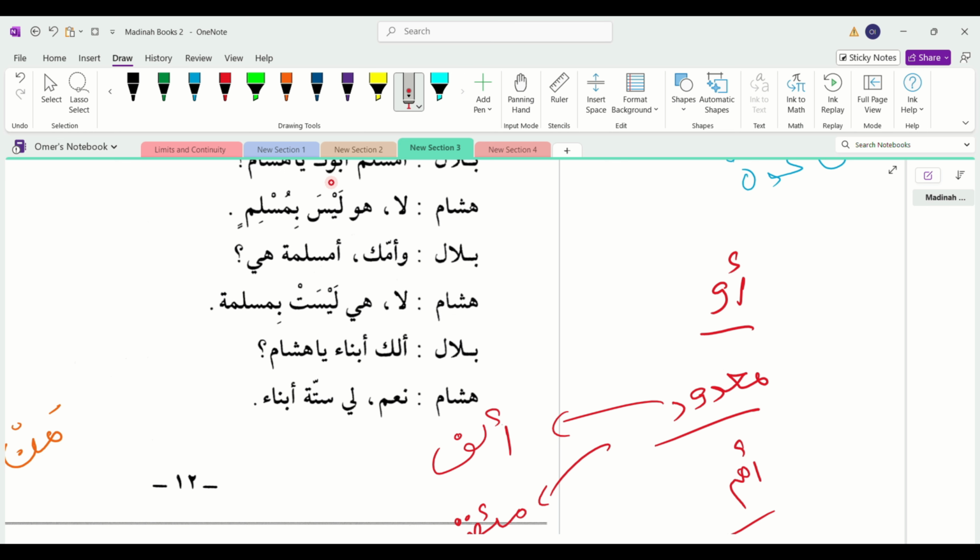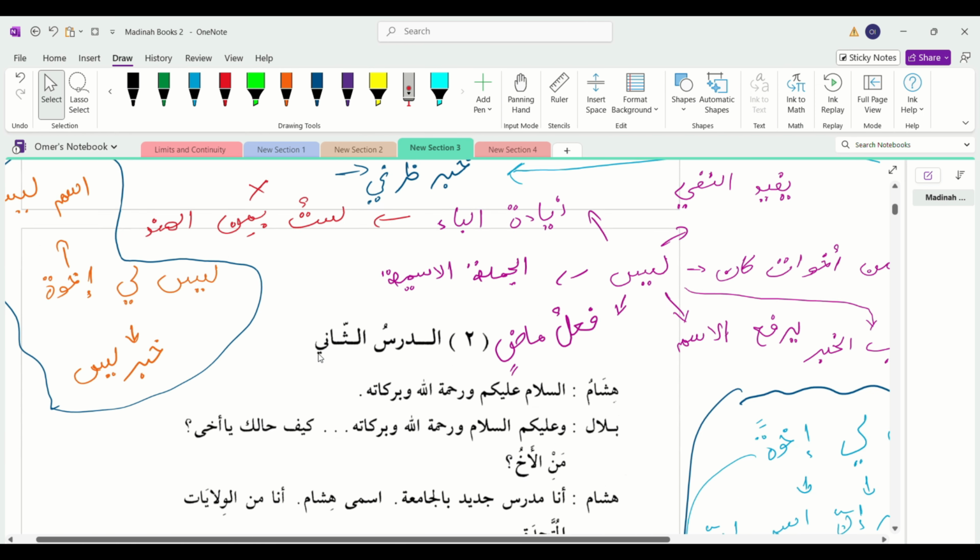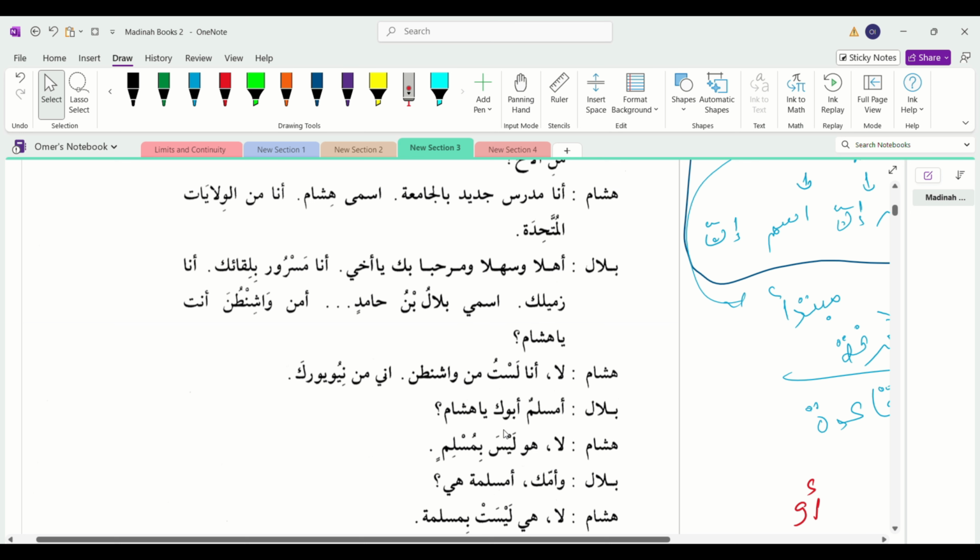The main thing in this lesson you have to remember is that this extra ba, of course it's the harful jar, makes the ism majroor. And this extra ba does not come if the khabar is zarfi, or if it's a prepositional clause. So for example, in this conversation we saw the sentence lastu min Washington. Since the khabar is zarfi, or there's a prepositional clause due to min, we do not say ana lastu bi min Washington. We just said lastu min Washington.